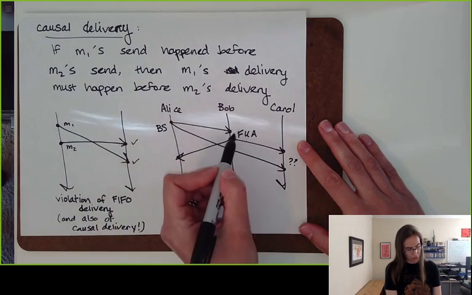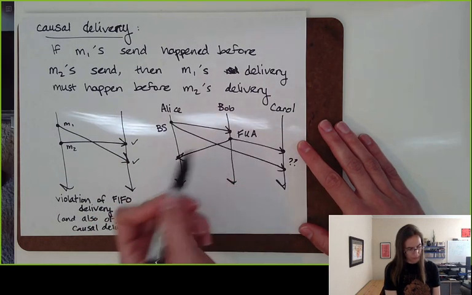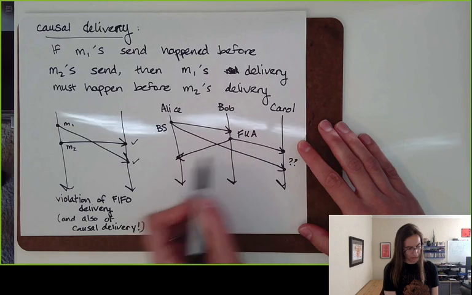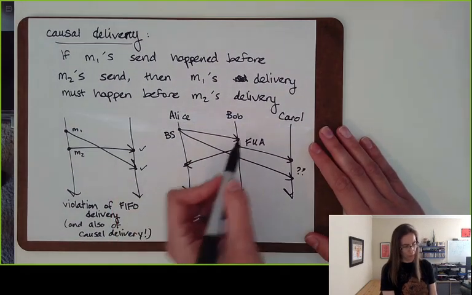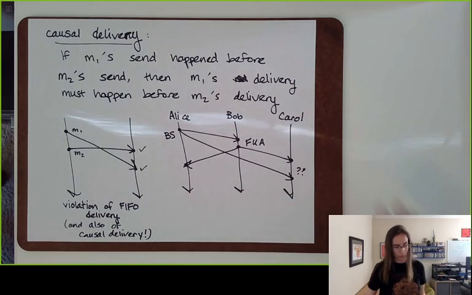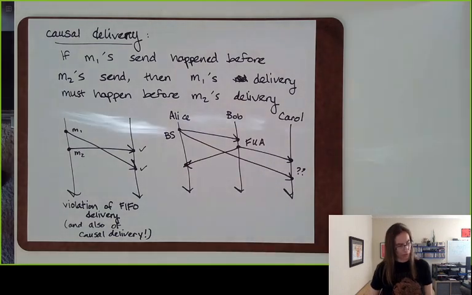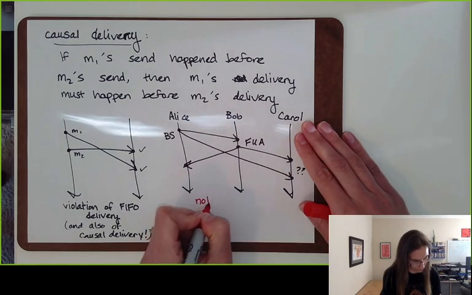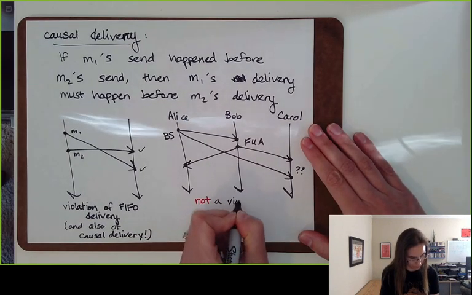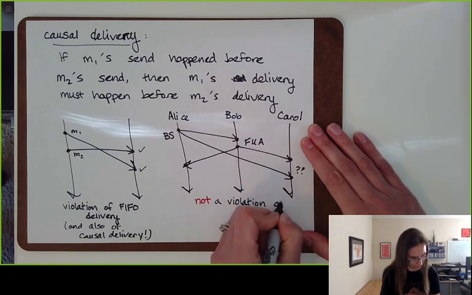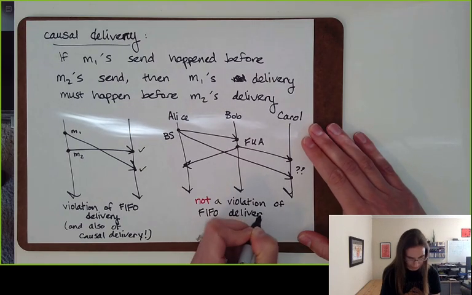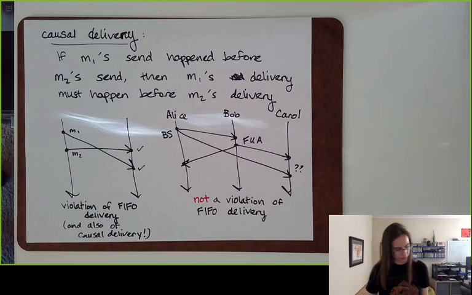Alice is sending her message that gets to Bob and Carol. Bob is sending his message that gets to Alice and Carol. But there's no place where a particular person is sending two messages to the same receiving process. So this is not a violation of Fifo delivery, in fact. But it is a violation of causal delivery.